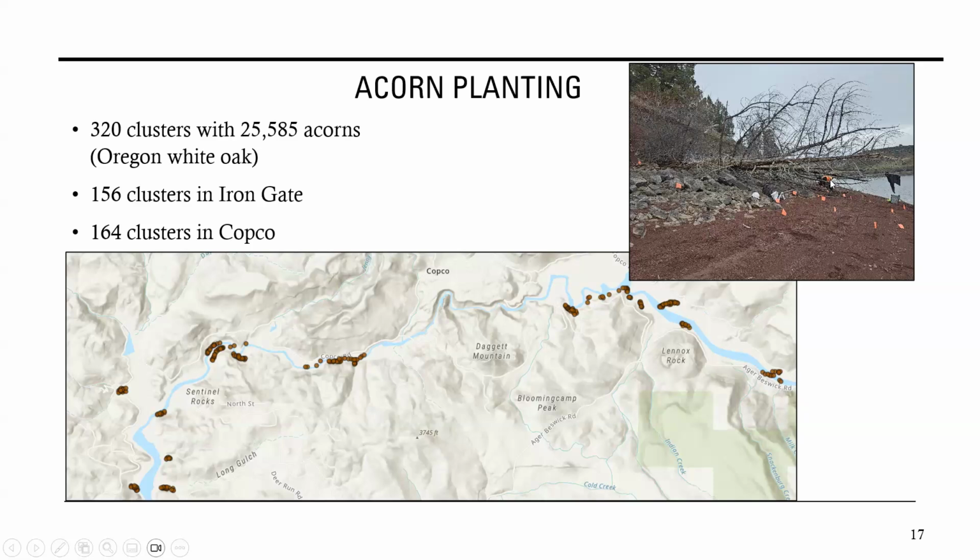And then this is a picture of what it looks like out in the field when they're planting these clusters. This picture is from Kopko. In these clusters, there are 3 acorns per clump, and these are separated into 3 holes when planting.